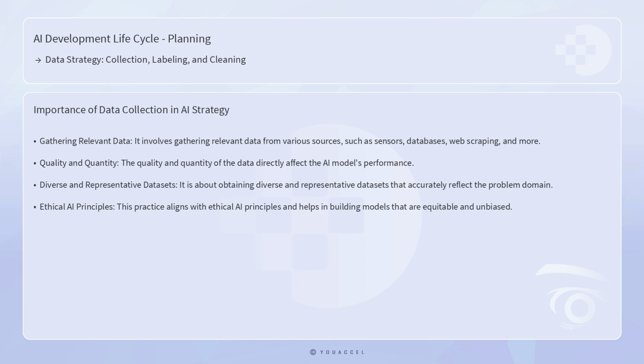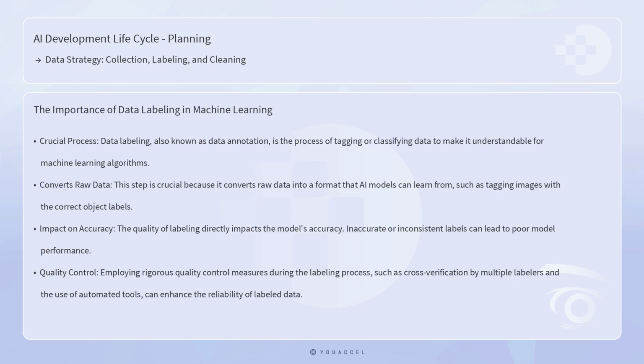However, collecting data is not merely about amassing large volumes. It is about obtaining diverse and representative datasets that accurately reflect the problem domain. For example, in developing a facial recognition system, it is essential to collect images from a diverse population to avoid biases and ensure fairness. This practice aligns with ethical AI principles and helps in building models that are equitable and unbiased.